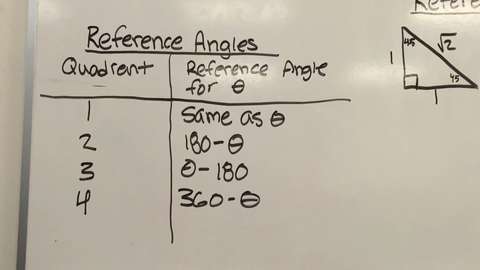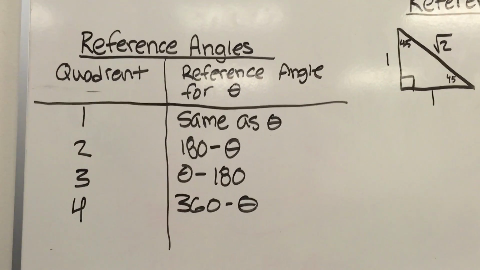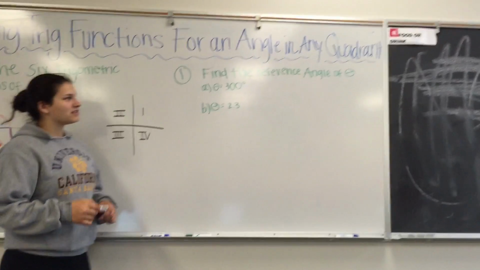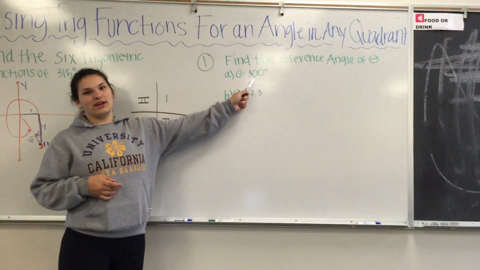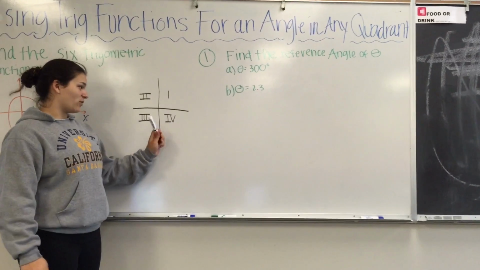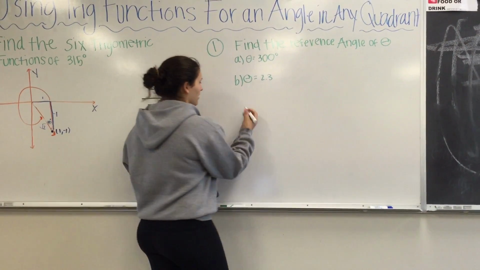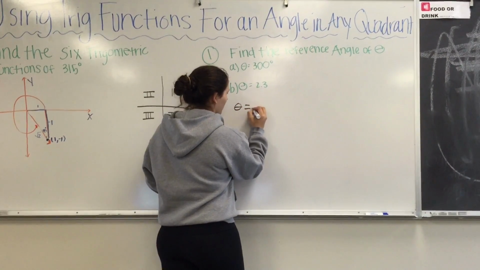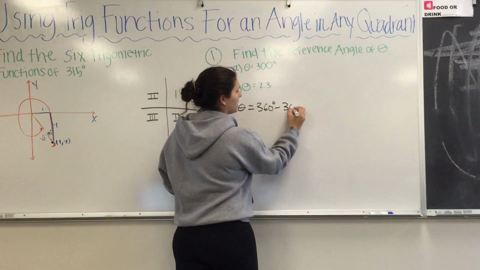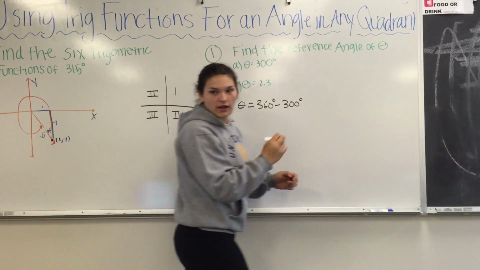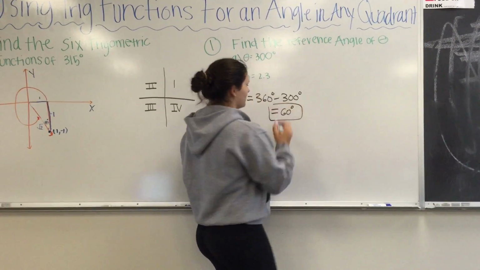This chart is going to be very helpful as we go over the lesson. First, we're going to go over finding the reference angle. For example, if theta equals 300, we know that 300 degrees is in quadrant 4. So, just like the chart said earlier, you would take 360 degrees and subtract 300 from it because it's in the fourth quadrant, and then you get 60 degrees. And 60 degrees is your reference angle.